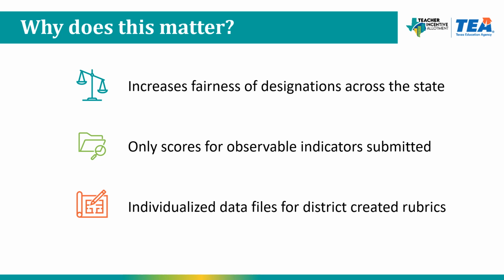Let's discuss the importance of identifying the observable dimensions. There are 3 main reasons. First, aligning on observable indicators increases fairness of designations across the state. Second, during the data validation process, you will submit data only for observable dimensions, so we need to clearly define that for every rubric. Third, we also create an individualized data reporting template for districts who don't use T-TESS.